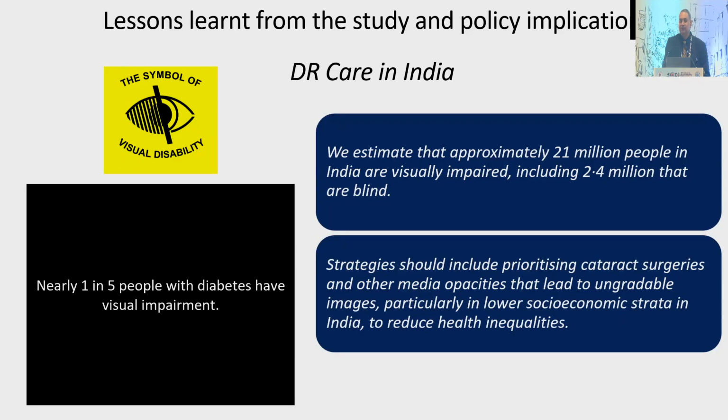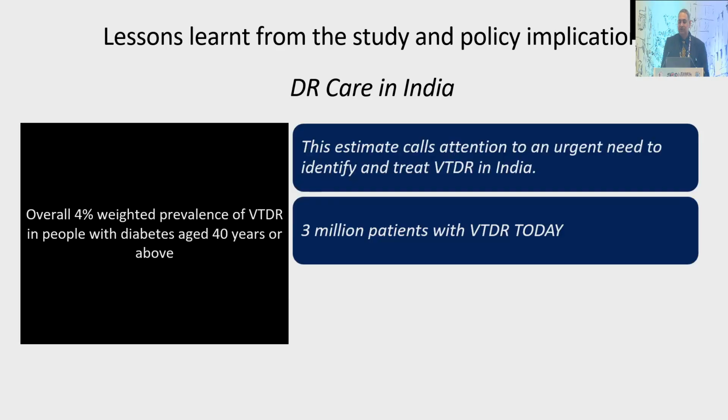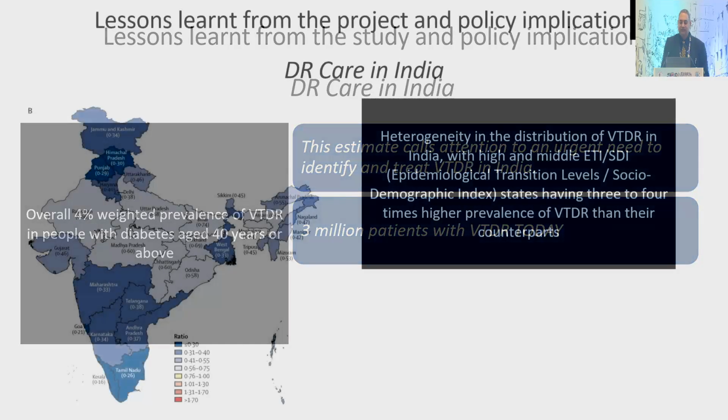That is important, because cataract comes out to be one of the leading causes of visual impairment, even in people with diabetes. The prevalence of vision-threatening retinopathy is about 4%, and we have 3 million people with vision-threatening retinopathy. We really don't have so many doctors screening and treating. There is an urgent need to identify and treat across the country.